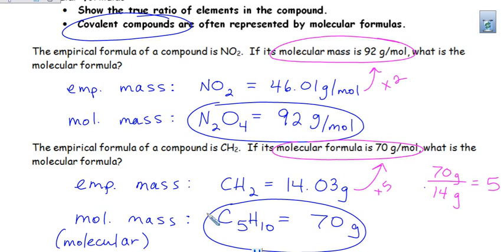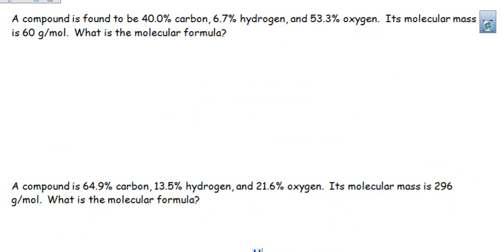Now here's the worst that we could run into. Let's check this next one. Oh, I don't have the empirical formula. Instead, we're given, you got it, percent composition data. We're going to need to calculate the empirical formula. And then we'll be right where we were in the last two. We'll compare the empirical mass to the molecular mass.